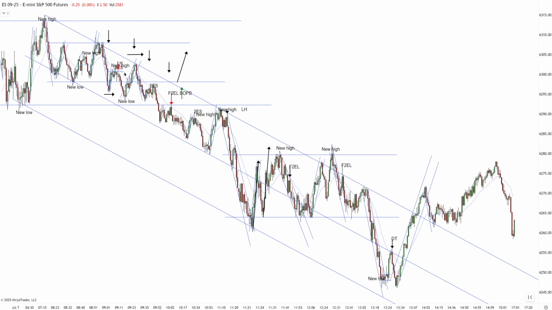So decent setups in the first half, and in the second half, a little bit more aggressive setups. But good day overall.